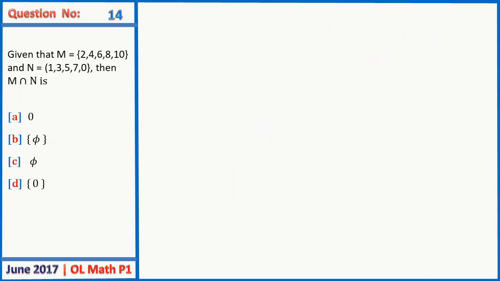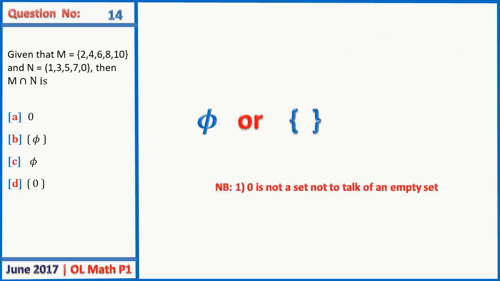Then question number 14. Given that M equals that and N equals that, M intersection N is equal to... we find out that M and N have no common elements. So M intersection N is an empty set and is denoted by either phi or brackets open and close without anything inside. 0 is not a set, not to talk of an empty set. Note, brackets open and close with phi inside has elements. These two sets have elements, so they are not empty sets. Empty set must either be just phi or just brackets open and close empty. So the key here is C.